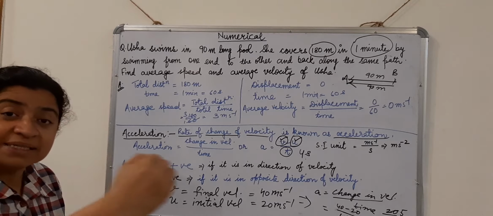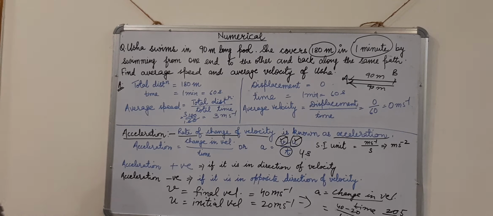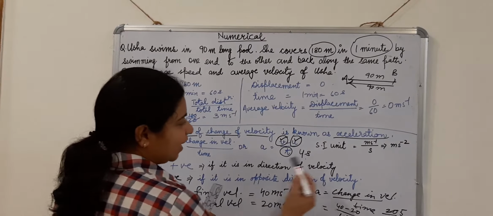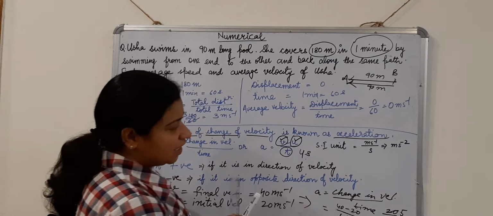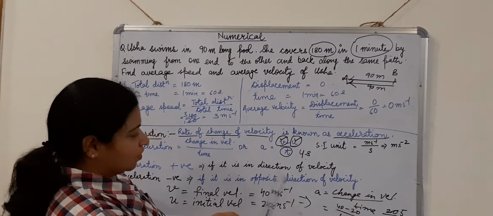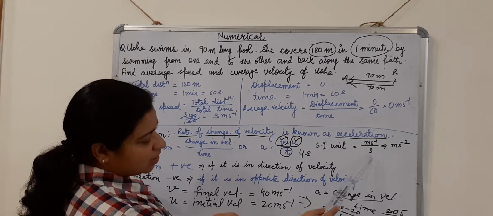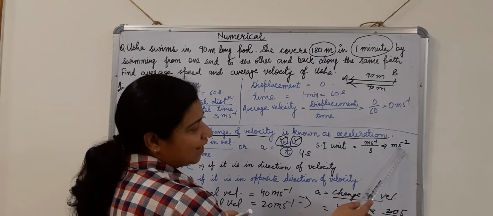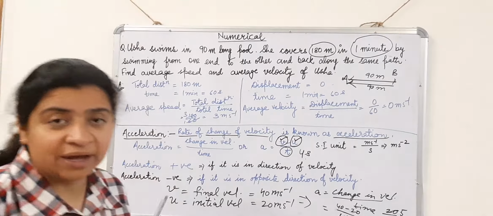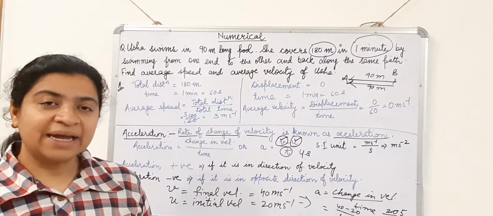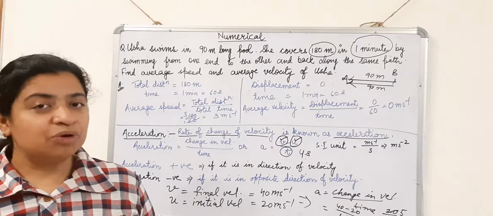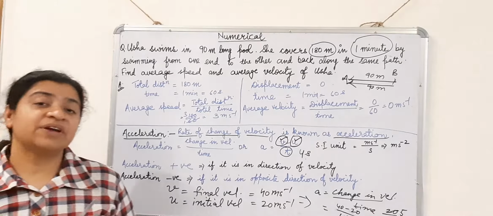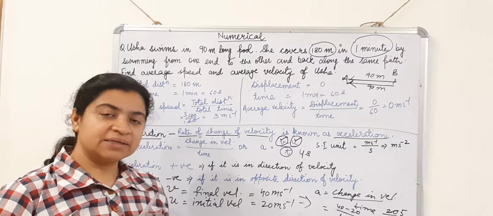Acceleration means to accelerate. Children, now let me give you first the SI unit of acceleration. We know that the SI unit of velocity is meter per second. And what is the SI unit of time? That is second. If I take this second also here, I get meter per second square. This is the SI unit of acceleration.